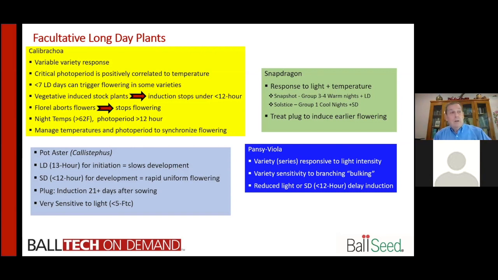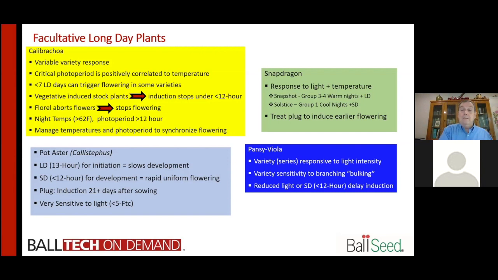Invariably, every year we get questions about pot asters. Again, this is one of those that's classified as long days for initiation. But if you grow them continuously under long days, it slows its development. Conversely, what you want to do is grow them under long days and then under short days for flower development so you get rapid uniform flowering.